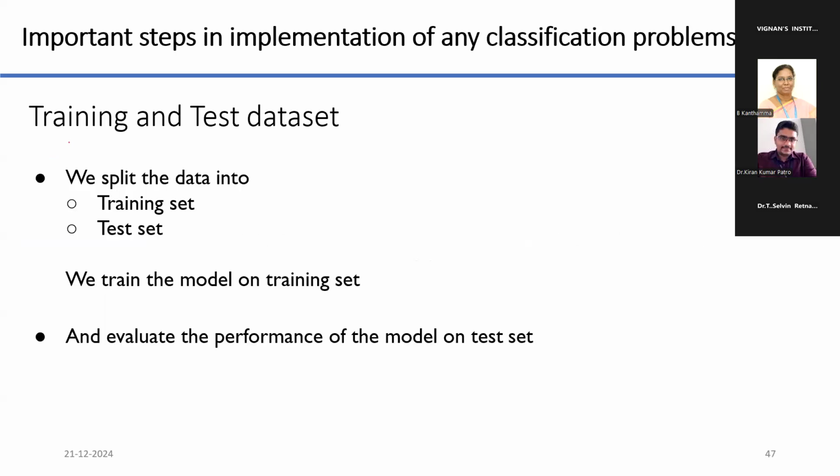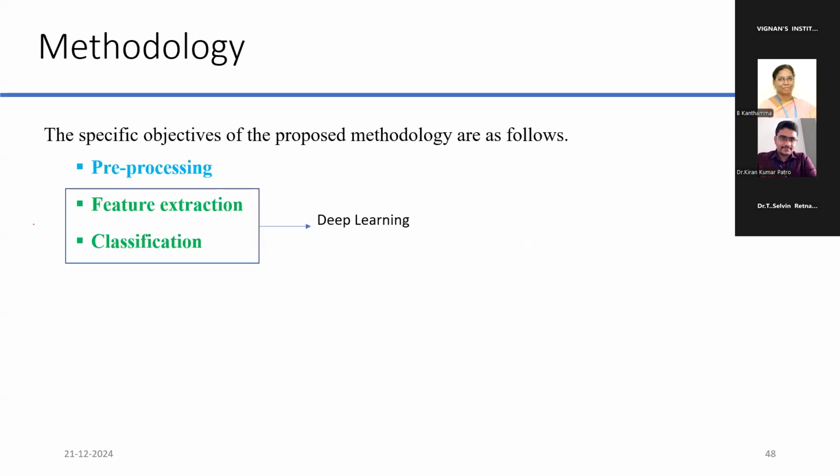So here you split your data set into training and testing. First you train your model. Then you evaluate your algorithm with the new data, which is called test data. In deep learning, there are only two blocks. One is pre-processing, which is a basic step. Suppose your data contains any noise, artifacts or contaminants, you can remove all those things. Once your data is ready, you can apply it directly to the deep learning algorithms. I already told you deep learning has automatic feature extraction and classification.